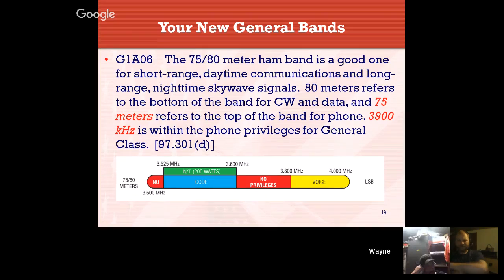The 75/80-meter ham band is a good one for short range daytime communications and long range nighttime skywave signals. 80 meters refers to the bottom of the band for CW and data, and 75 meters refers to the top of the band for phone, which is around 3,900 kilohertz, and that's within the phone privileges for general class licensees. There again, you have that little chart at the bottom that shows what you're allowed with voice and CW and where there are no privileges.